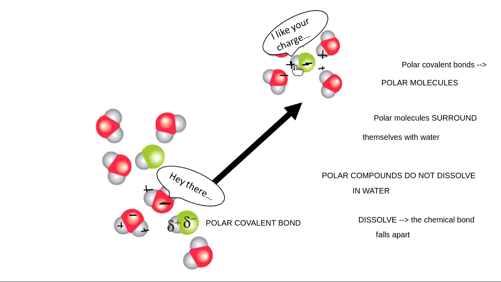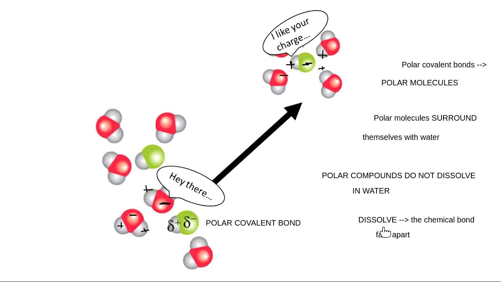Later in the lesson, during our office hours tomorrow, we'll talk about what happens when you have a bond where we don't share electrons. When you put that kind of bond, an ionic bond, in water, it will dissolve. It will completely fall apart.